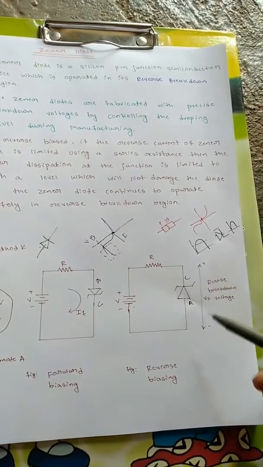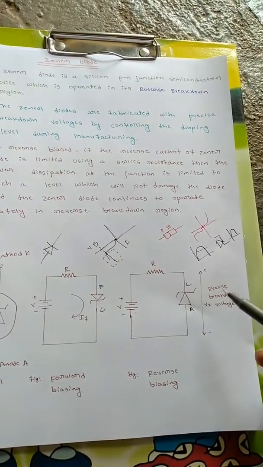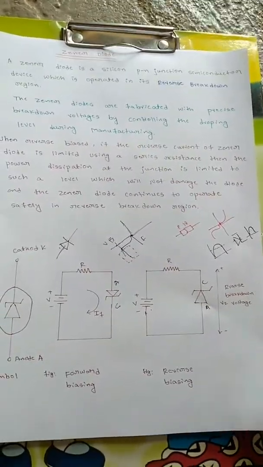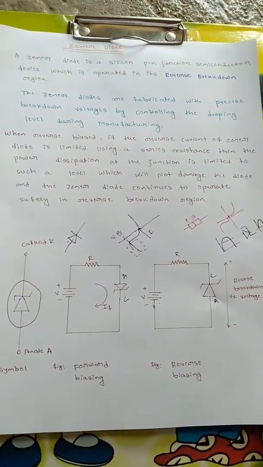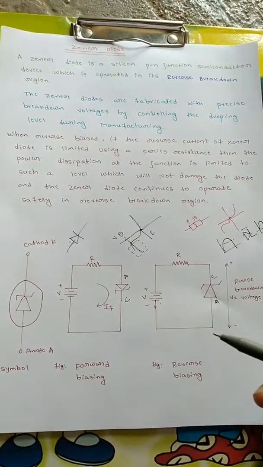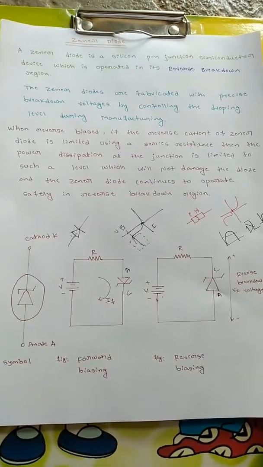The voltage which is present across the reverse biased Zener diode is called the reverse breakdown voltage, and it is denoted as VZ. So this is all about the basics of the Zener diode: why we use it, what the applications are, what the characteristics are, and how it is different from the conventional PN junction diode.